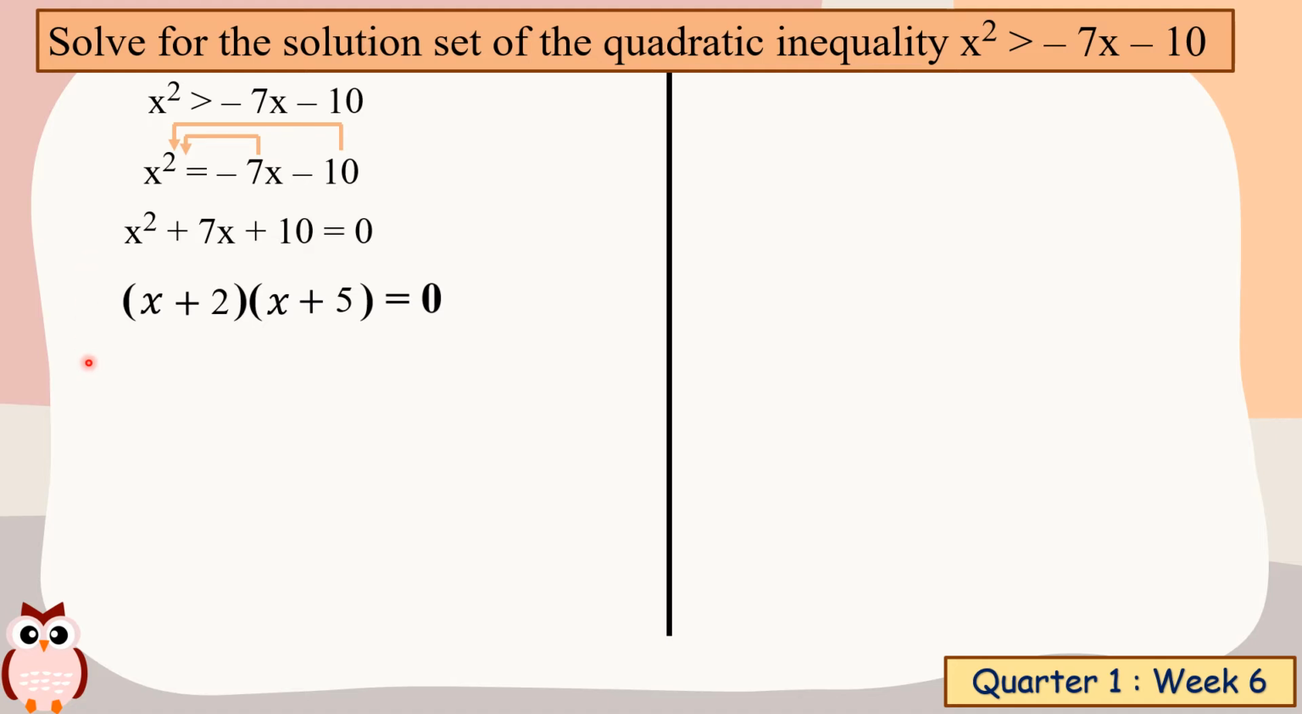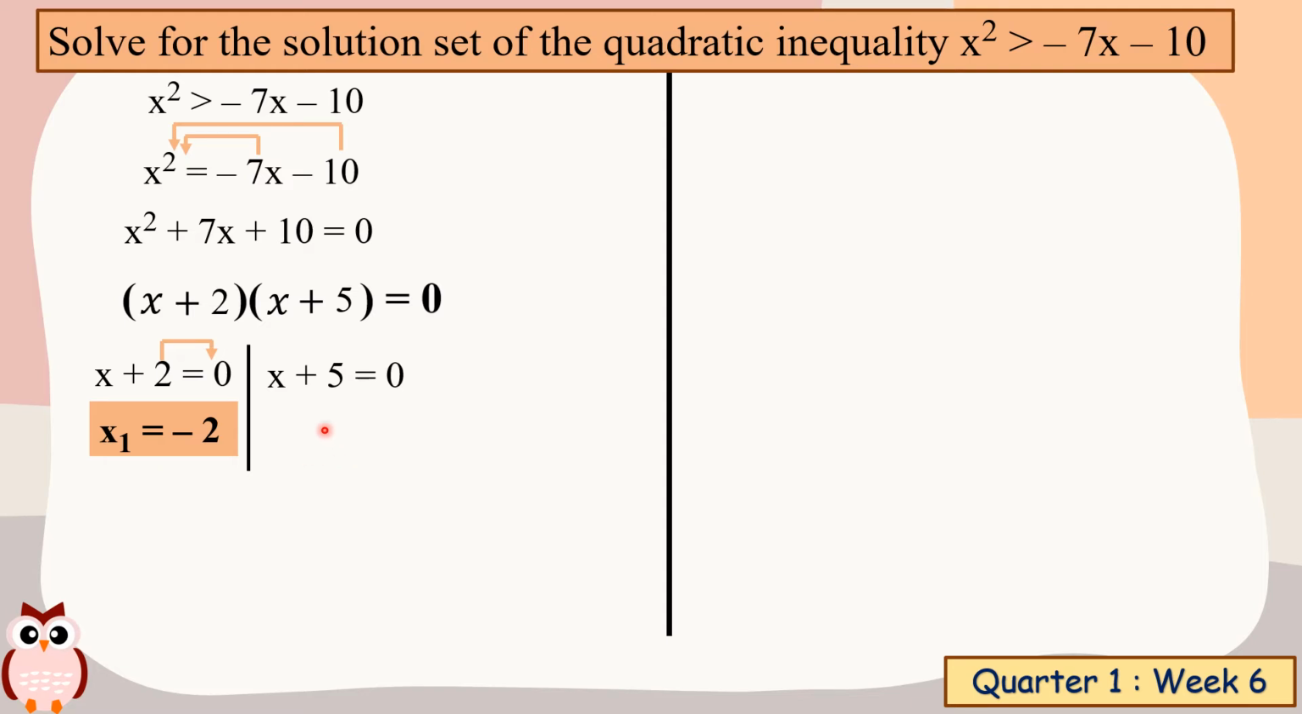Then, we have to follow the next procedure wherein we're going to apply here the zero product property, wherein we will just simply equate these two factors to 0. So you have here x plus 2 is equal to 0 and x plus 5 is equal to 0. Then we're going to solve for x. So first, we have to move positive 2 to the other side of our equation. From positive, this will now become negative. That's why our x sub 1 is equal to negative 2.